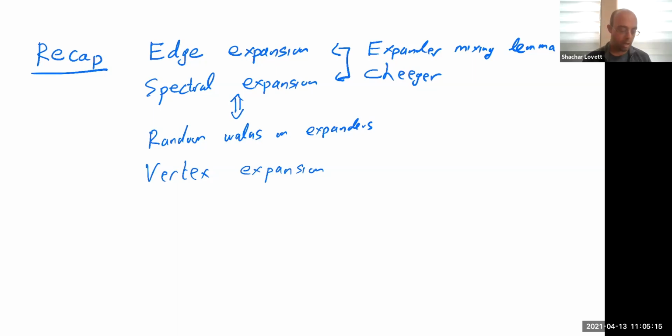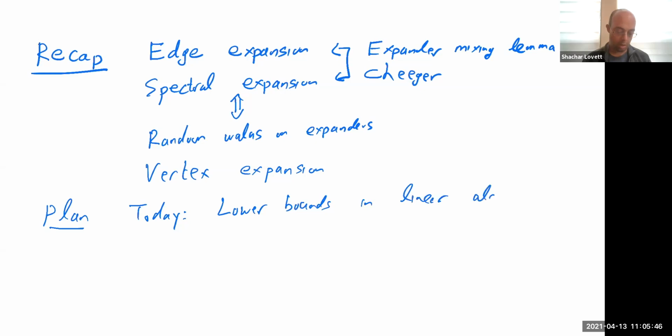So the plan for this week is as follows. In general, this week we're going to talk about two different applications where expanders play a pivotal role. These applications might not seem like they have anything to do with expanders, but actually expanders are crucial in them. Today is going to be about questions about lower bounds in linear algebra. And on Thursday, we talk about error correcting codes.